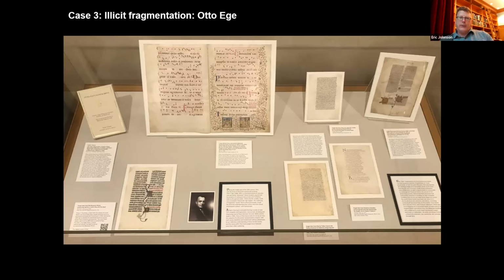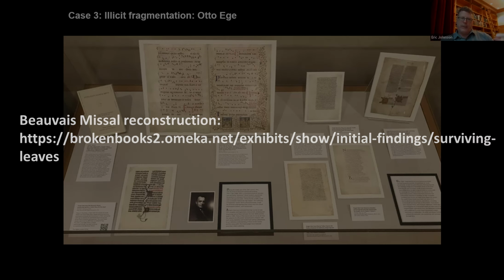One thing I want to draw attention to here is there's a wealth of material one could include in an Otto Ege case or an Otto Ege exhibit. But I threw in the bottom left corner here, you'll see the famous Beauvais Missal. I wanted to include QR codes throughout this exhibit so that people could see various examples of how fragments are being reconstituted within the digital environment or within scholarly articles and things like that. So we've got a QR code that will take viewers straight to Lisa's reconstruction of the Beauvais Missal as a model of what can be done to undo a lot of the damage that we see here.